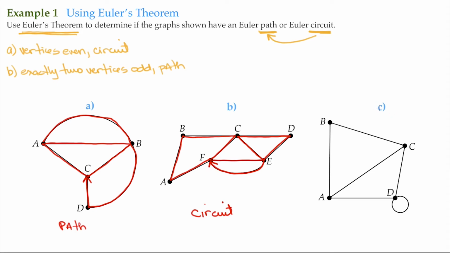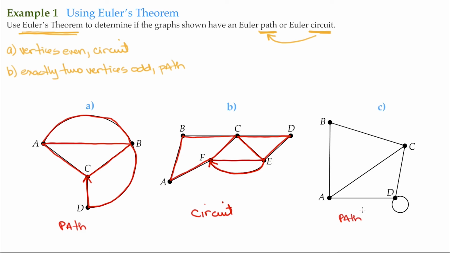And then for graph C here, we have 1, 2, 3. This vertex here is a degree 3. This is degree 2. This is also degree 3. And this is, don't forget, a loop is counted twice. So this has 1, 2, 3, 4. So this is degree 4. So we have exactly 2 odd vertices. So this is going to have an Euler path.